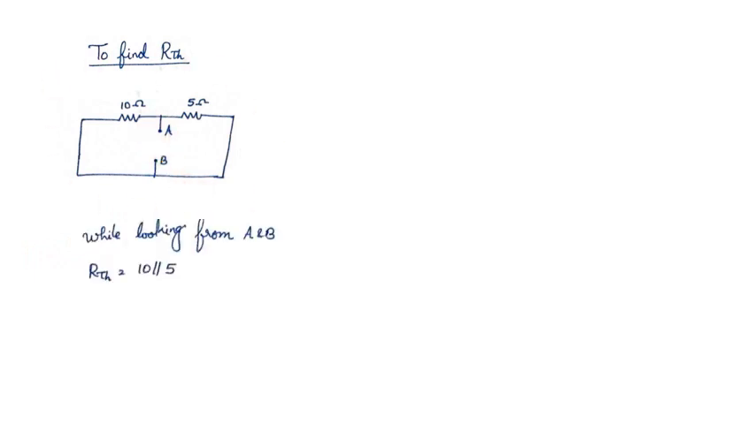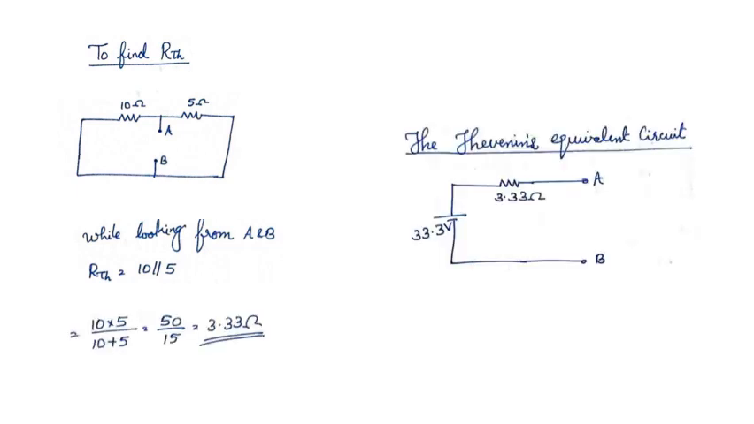Then find RTH. To find RTH, remove the voltage source and redraw the circuit. From this circuit, it is clear that 10 ohm and 5 ohm are in parallel. So the effective resistance will be 3.33 ohm. Then draw the Thevenin equivalent circuit.